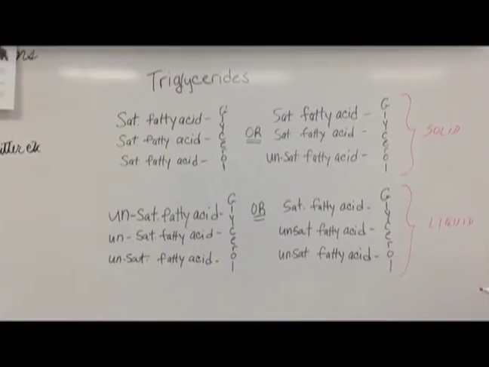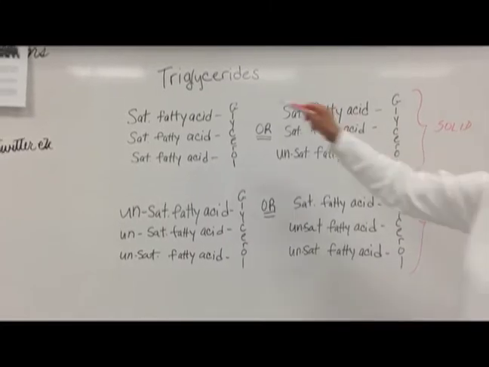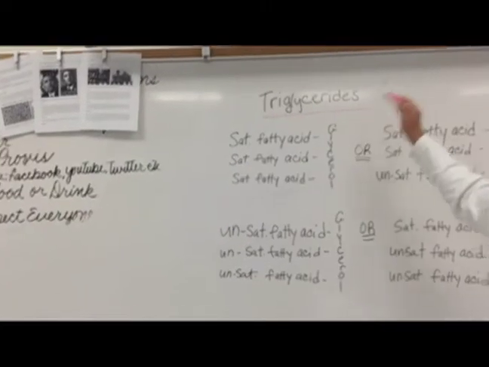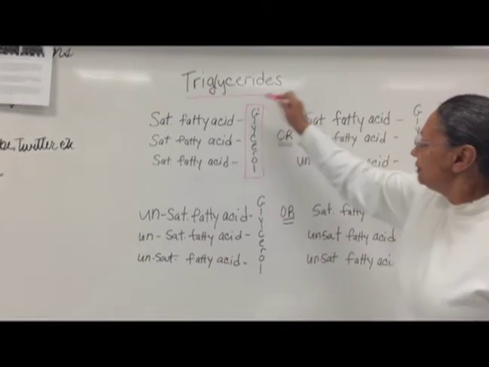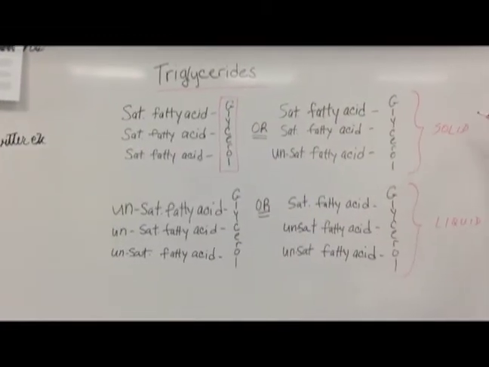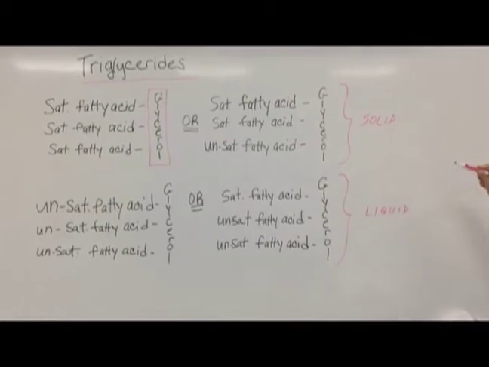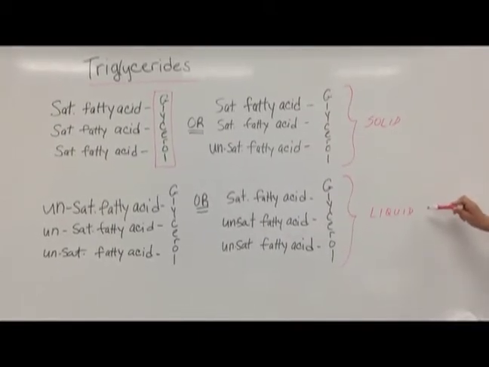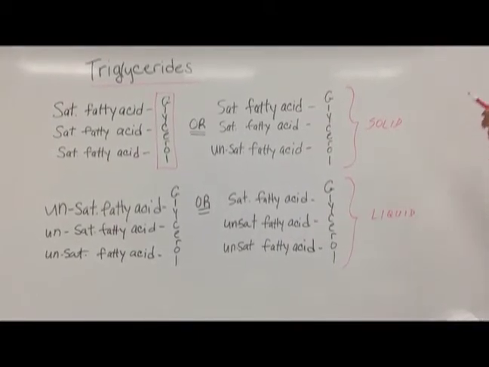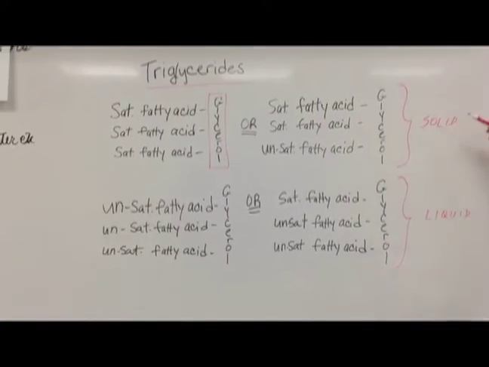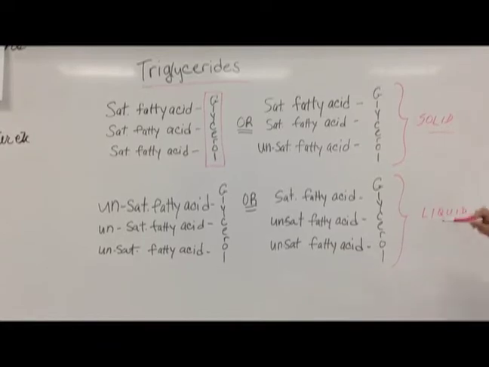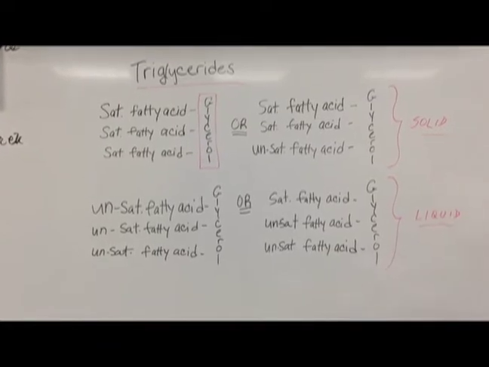So what are triglycerides? Triglycerides are made of 3 fatty acids with a glycerol backbone. They can either be solid at room temperature or liquid at room temperature. The solid ones have mostly saturated fatty acids, and the liquid ones have mostly unsaturated fatty acids.